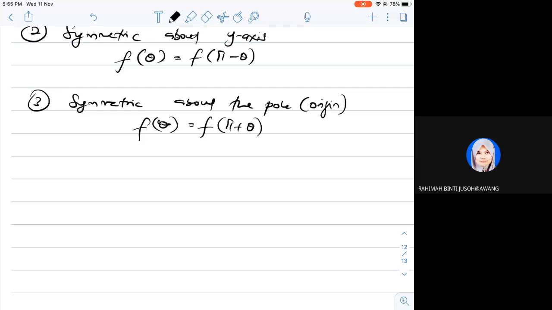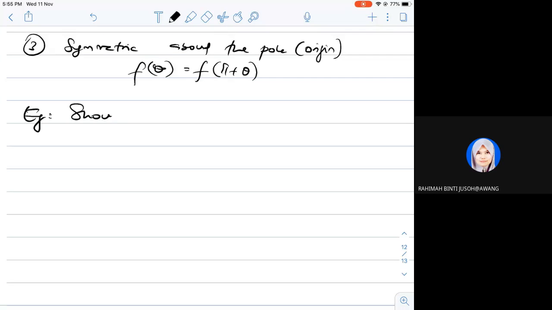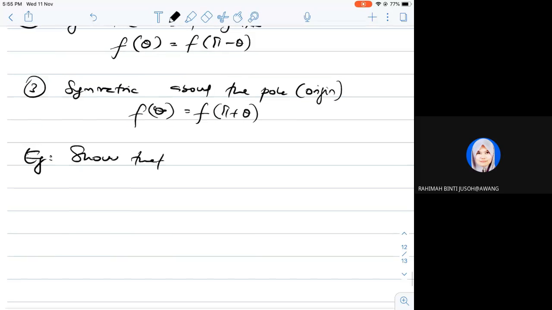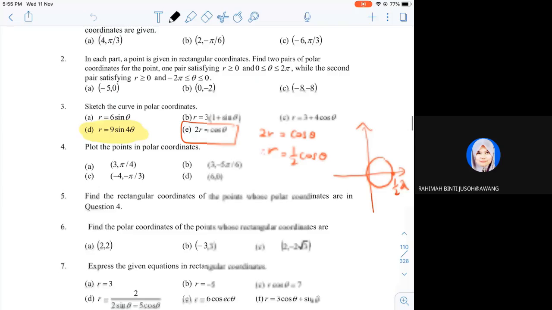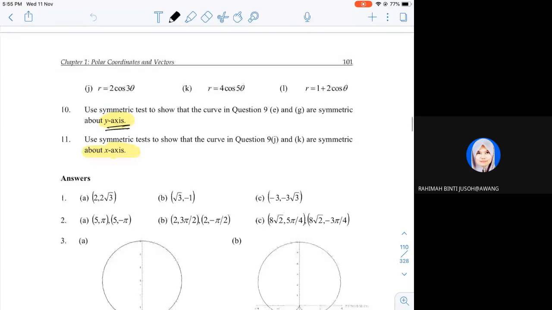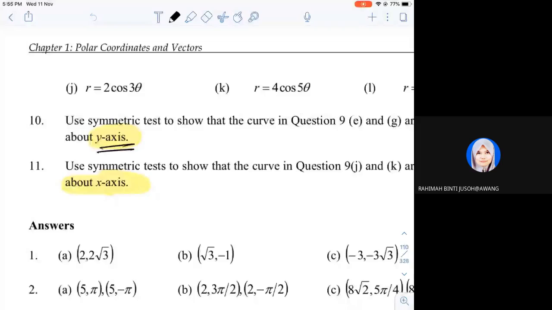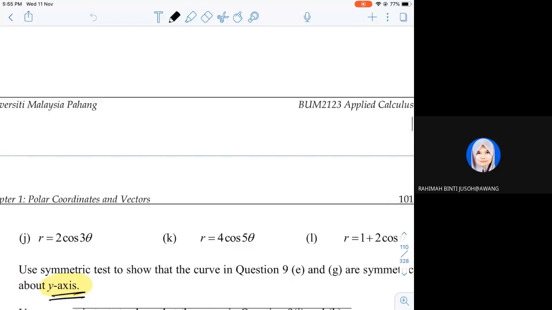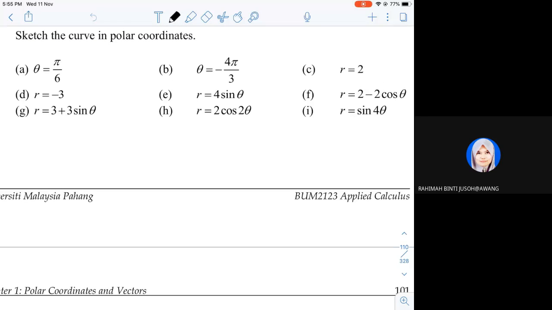So now, example. Oh, kita tengok soalan exercise lah, senang. Last. Question 9E and 9G. 9E, 9G symmetric about x axis, y axis. E dengan G. E 4 sin theta. Oh, senang je. Kita ambil G lah. 3 tambah 3 sin theta.